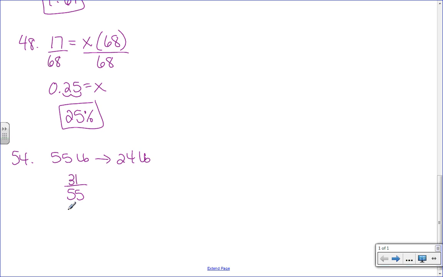We want this as a percent, so we'll go ahead and divide these. 31 divided by 55 is 0.5636. And that repeats, but that many places is enough. And then we'll change this to a percent by moving 2 places to the right. And it says to round to the nearest tenth. So instead of 56.36, the 6 will tell this 3 to round up to a 4. 56.4%. And if we're going from 55 down to 24, that is a decrease.